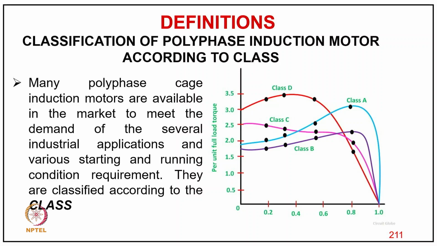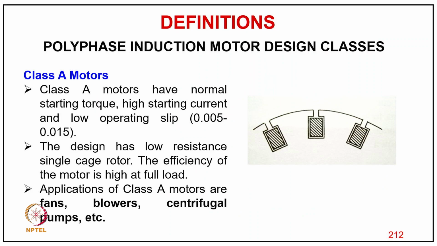we have many polyphase squirrel cage induction motors available in the market that meet the demand for several industrial applications and various starting and running conditions required. They are classified according to class as class A, class B, class C, and class D, having different starting torque and different full load speed correspondingly. Of course, how they differ typically depends on the rotor bar construction.